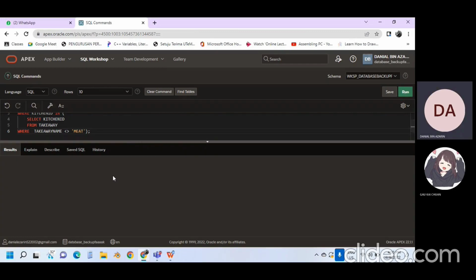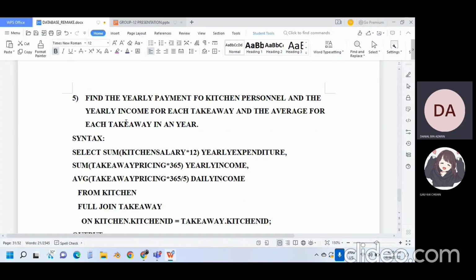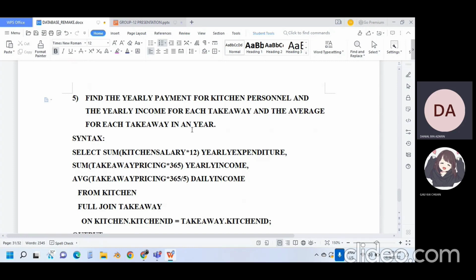The output should be, there are 5 cooks and the total payment for all those 5 cooks are 800 and the highest payment would be 200. And last but not least, we have to find the yearly payment for the kitchen personnel and the yearly income for each takeaway and the average for each takeaway in a year.